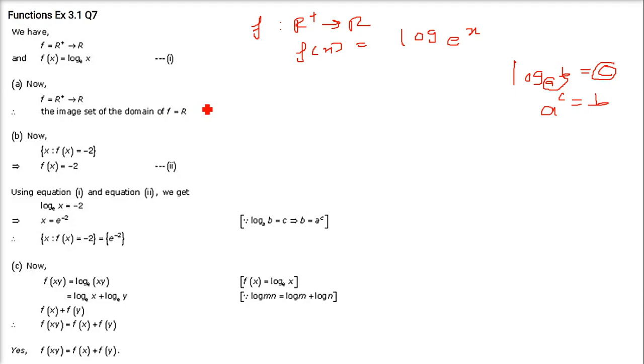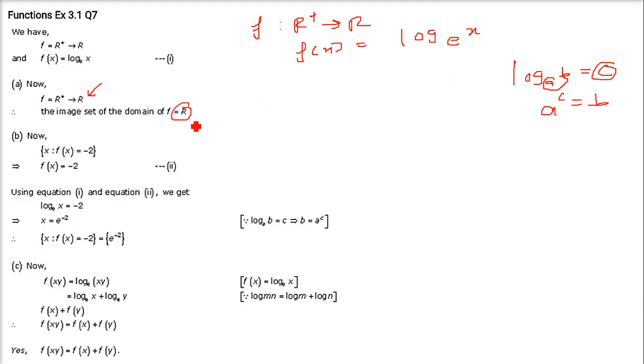Now first, we have to determine the image set of the domain of f. It's quite simple, because it is given that R is going to be the image set. Whatever you put here, it will always be a real number. So the image set of the domain of f is already given as R, so you just write R. Whatever you put, it will always come out as a real number, because log always gives you real numbers.